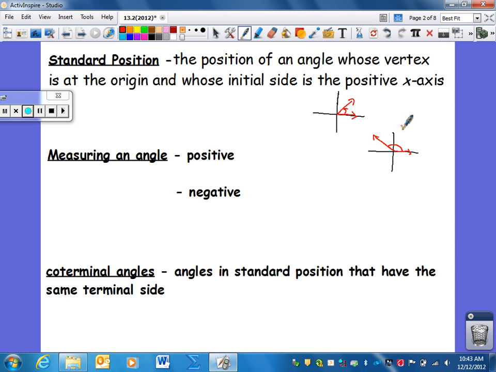A negative angle, all that means is you're going to rotate clockwise. Still start in the same spot. There's my initial side. And now when I rotate clockwise, that's a negative measure. So on this one, if I go 180 degrees and then another 45, that would put me at what angle?